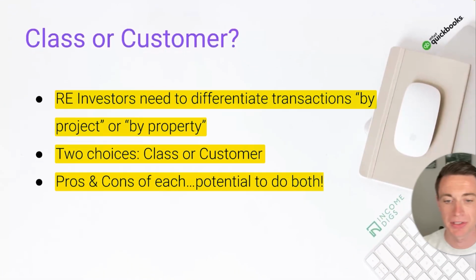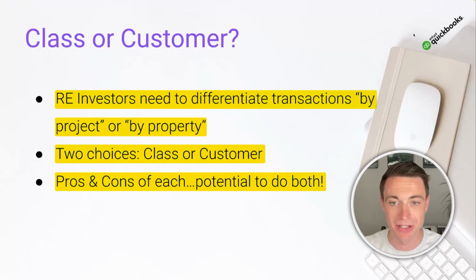We really have two choices: class and customer. If you know from any of the other videos I have out, I'd like to reserve location for multiple business entity tracking. Check out that video as well. That should absolutely be reserved for that purpose. I'm gonna show you the pros and cons of each. Let's talk about the potential to maybe even do both.